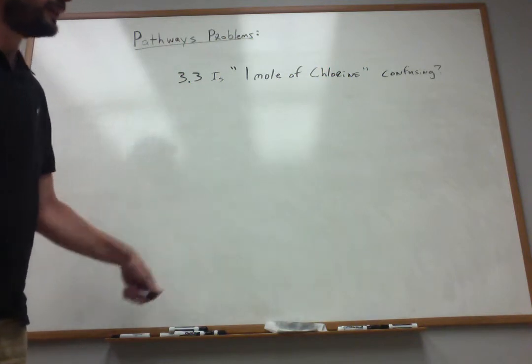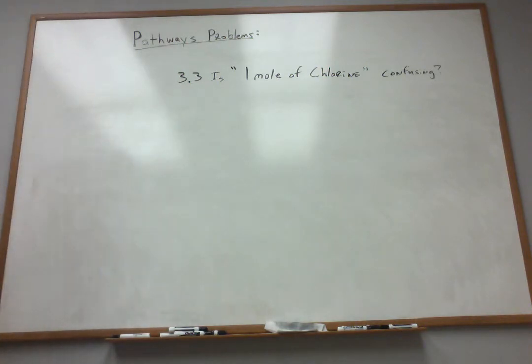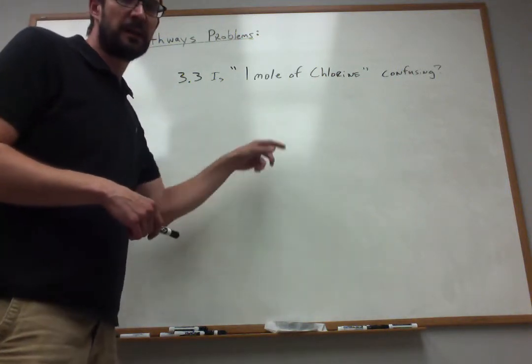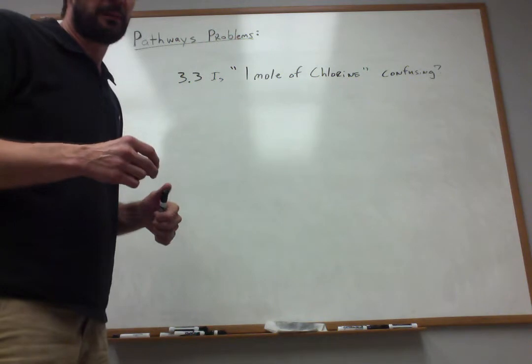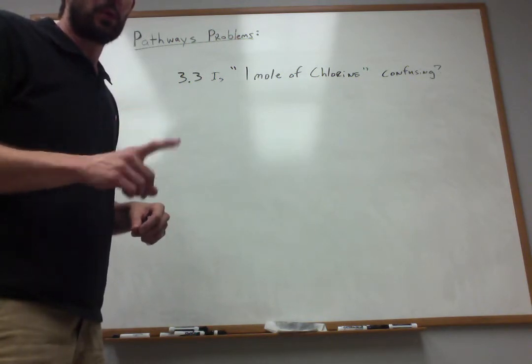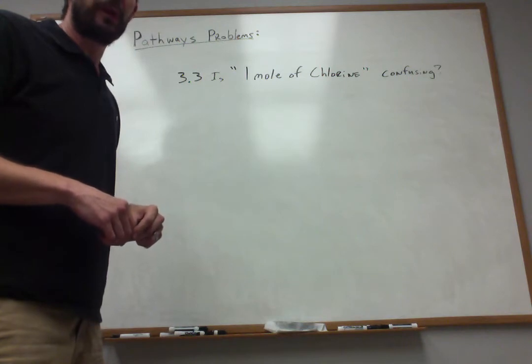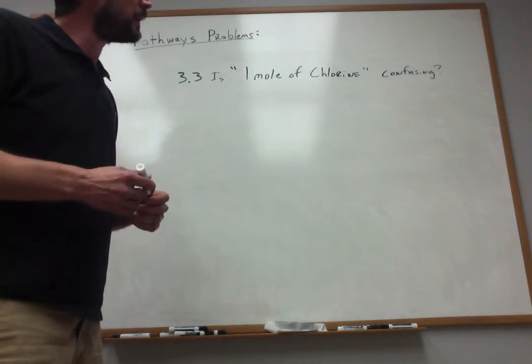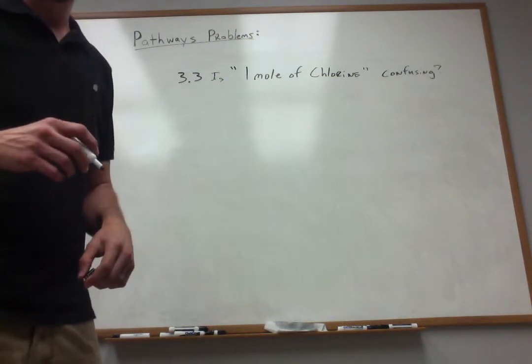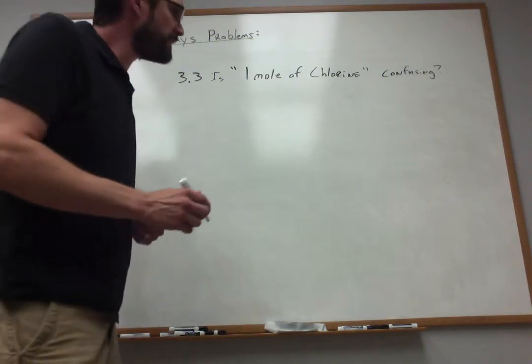Question asks, is the statement 1 mole of chlorine confusing to you? And I think this is a little confusing, okay? Because we don't specify what specifically we're talking about. Are we talking about 1 mole of chlorine atoms or 1 mole of chlorine molecules? Now, of course, the confusion arises because there are certain elements on the periodic table, like the halogens, for instance.